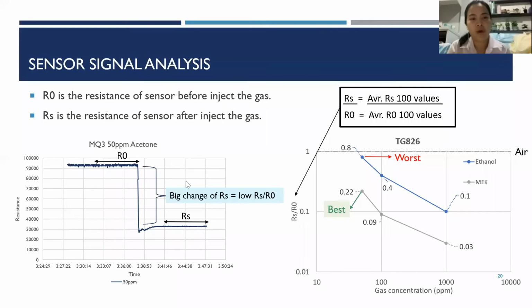This is the raw data that I got from the program. R0 is the resistance before injecting the gas, and Rs is the resistance after injecting the gas. I use this to plot the R ratio graph and find the best and worst sensor by using the value of the R ratio. The one that has the lower R ratio will be the best one, and the one that has the high R ratio will be the worst one.